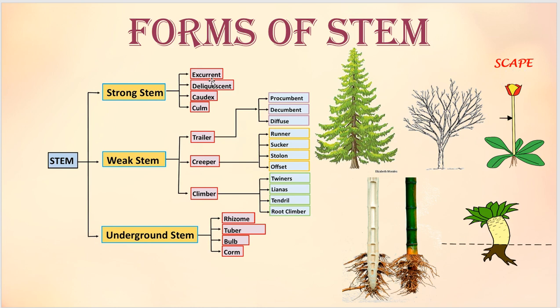So the first one, the excurrent kind of strong stemmed plant, will be arranged in an acropetal manner. What is this acropetal manner? The longer, older trunk would be at the bottom or near the base of the tree, and the new branches will be near the top of the tree. So this is excurrent. It typically forms a triangle shaped structure. So that is the excurrent kind of strong stemmed plant.